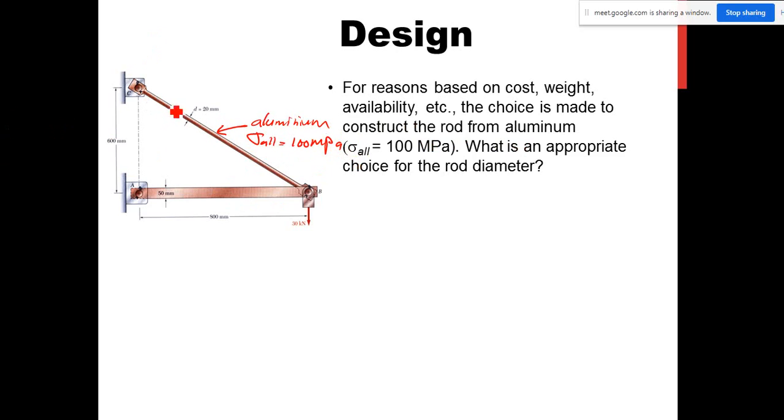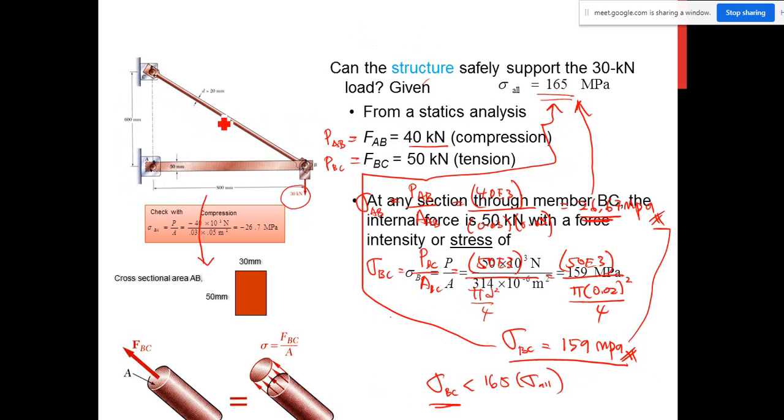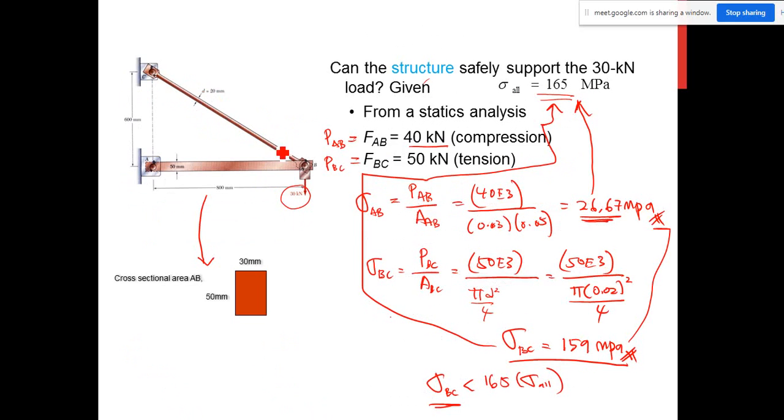Okay, so now we are using the rod. The rod is made from aluminium, and aluminium has an allowable stress of 100 megapascal. So now the question is, what is the choice for the rod diameter? If you use 20 mm, the stress in rod BC is 159. So if you use 20 mm, the stress is 159.